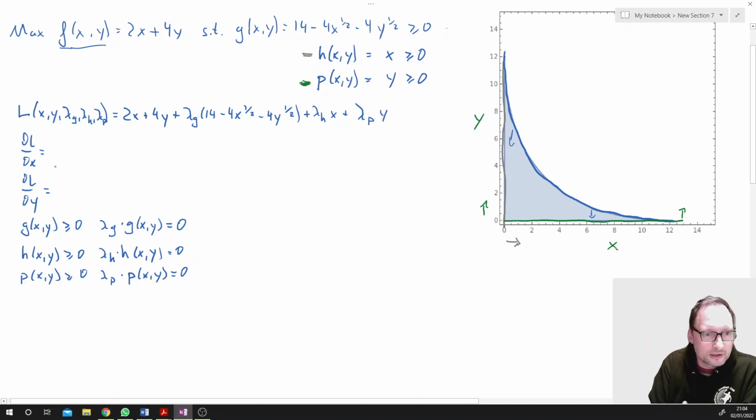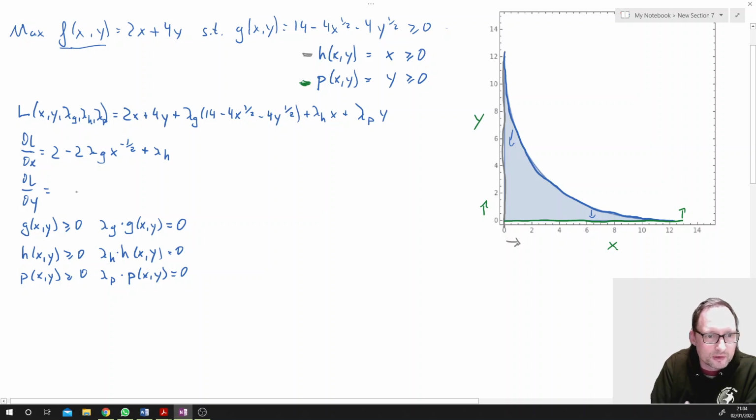So let's go back to our partial derivatives of the Lagrangian function. So the partial with respect to x is just 2 from here. Then here we have lambda g times minus 4x to the half, so that is minus 2 lambda g x to the negative half. And then we have another term, lambda h times x, so we have plus lambda h, and the last constraint doesn't have an x, so that doesn't appear.